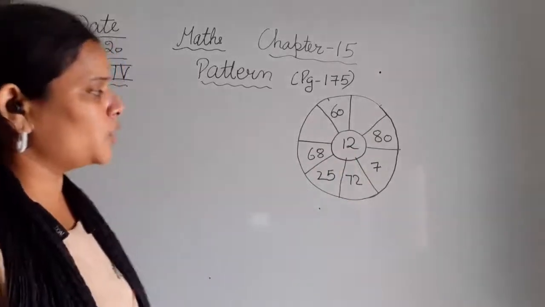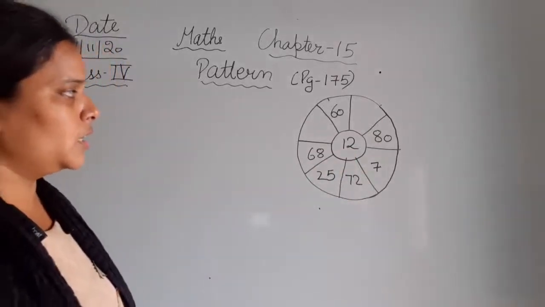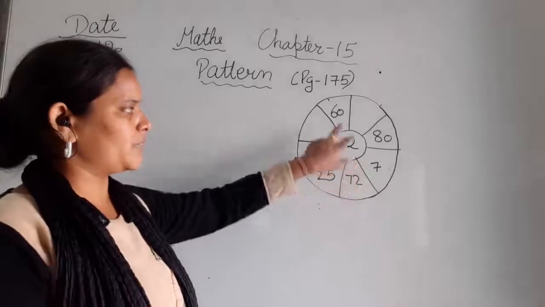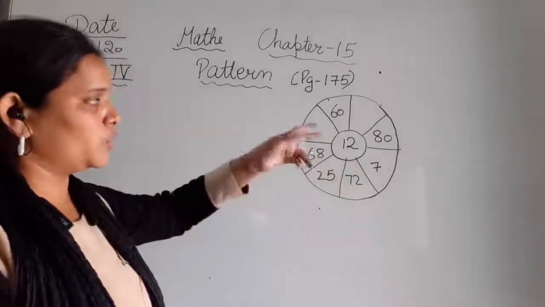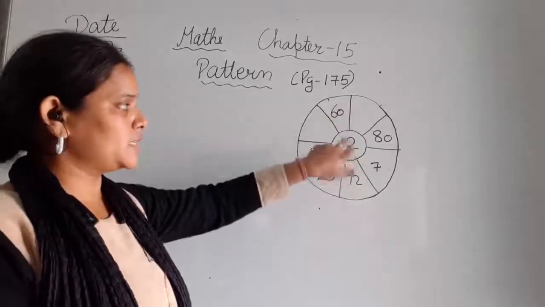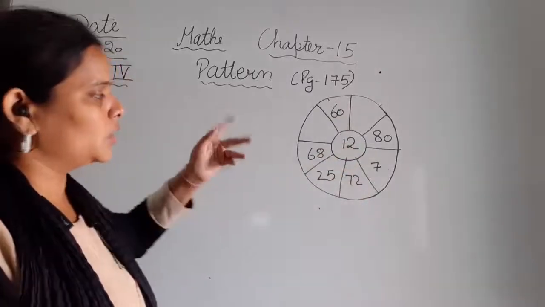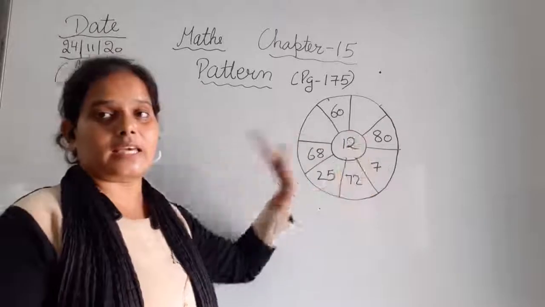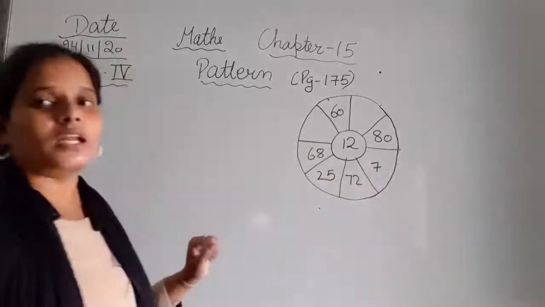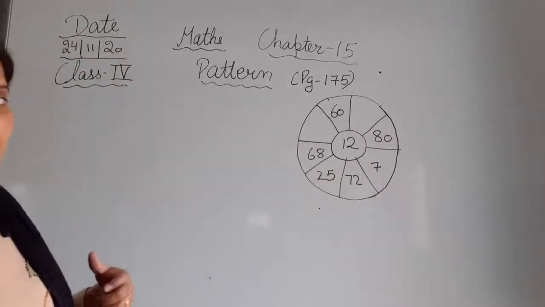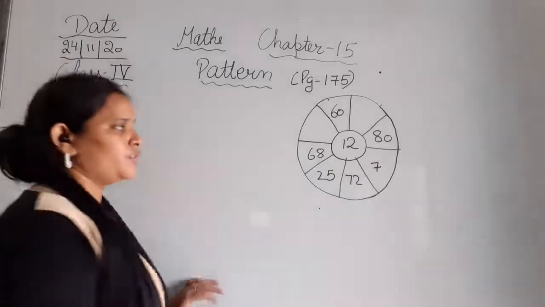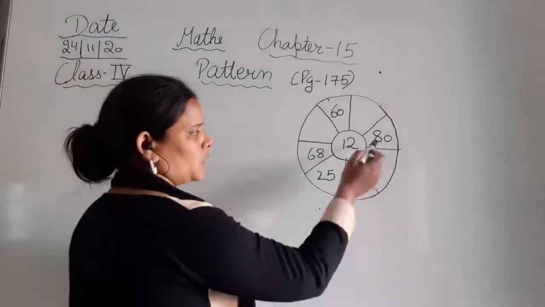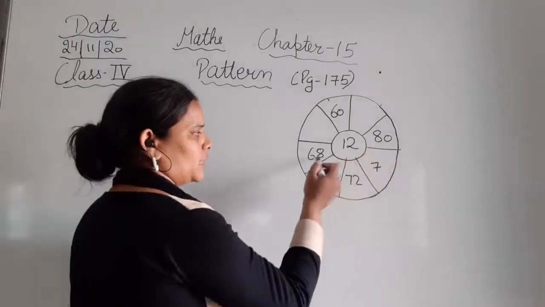Now they are following the pattern. 72 plus 12, that will be 60? No, that is wrong. If we do 60 plus 12, that will be 72. This can also be. But how will we calculate, whether to go this way or that way? So addition will not work here. Next is the subtraction. Now you can find out whether we can follow the subtraction in this. So 80 minus 12 that is 68.